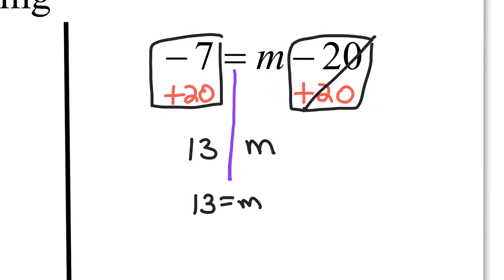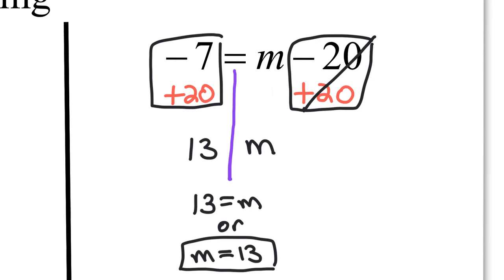It's not very common to have the variable on the right side of the equal sign, so you can also write down your answer as m equals 13. You guys will see this answer more often than 13 equals m, but they're both the same. All right, guys, so we're just going to do some practice. Let me show you guys a few more.